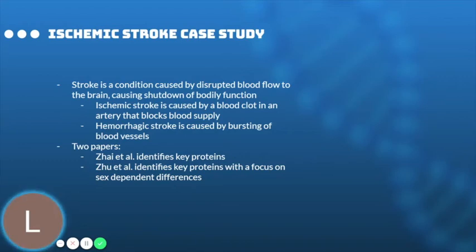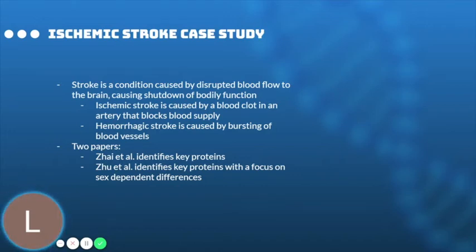the case of ischemic stroke. So stroke is a condition caused by disrupted blood flow to the brain, which can shut down bodily function and brain function. Ischemic stroke specifically is caused by a blood clot. It's the most common type, whereas hemorrhagic stroke is caused by bursting of small blood vessels.